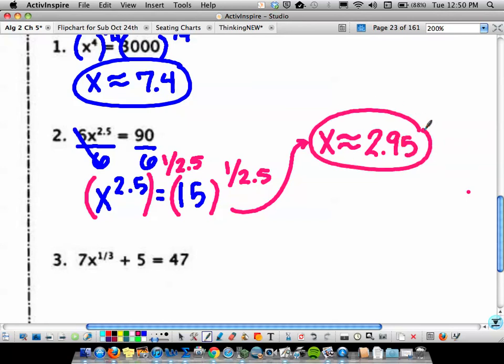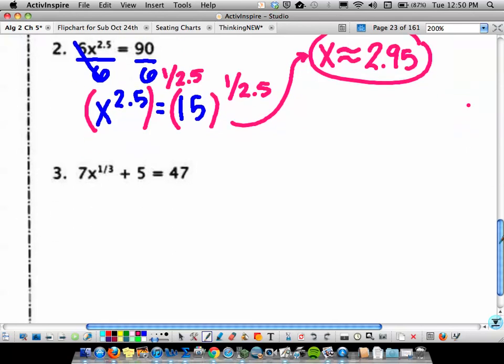If you wanted to check your answer, you certainly could. You could take that 2.95, put it in place of x, raise it to the 2.5 power on your calculator, and multiply by 6. We should get something right around 90. It might not be exactly 90 due to the rounding that we did, because rounding error can play a big role. Finally, our last problem here.